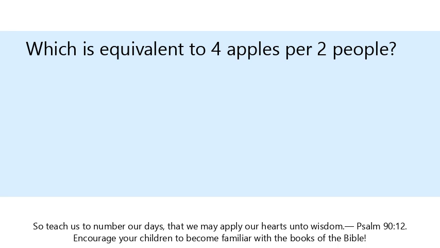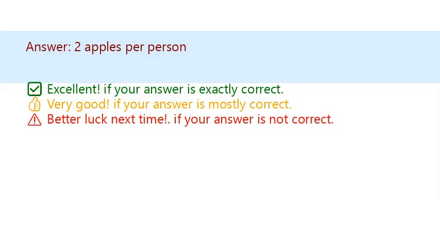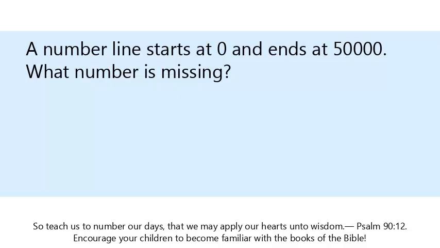Which is equivalent to 4 apples per 2 people? Answer, 2 apples per person. A number line starts at 0 and ends at 50,000. What number is missing?